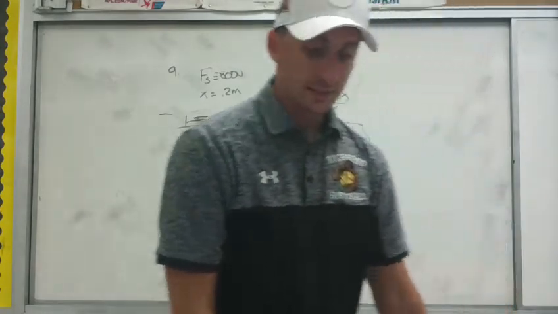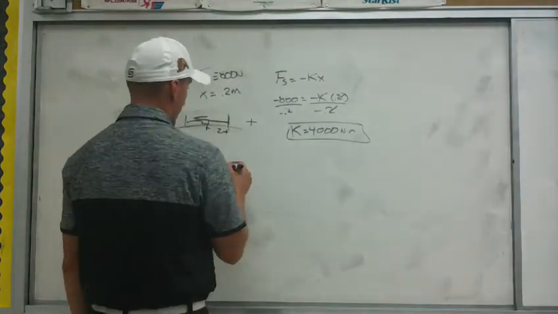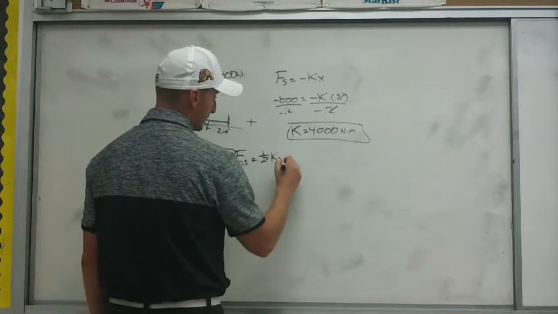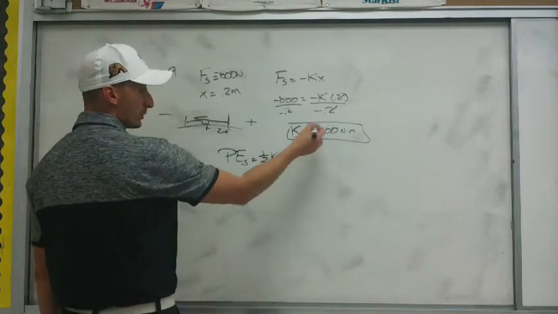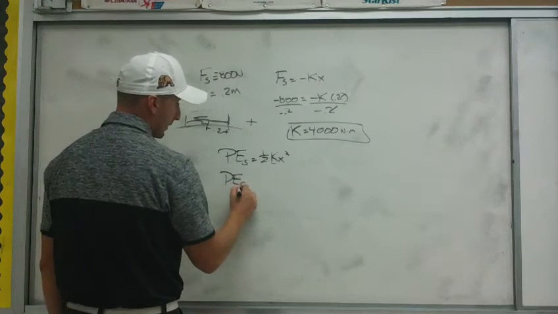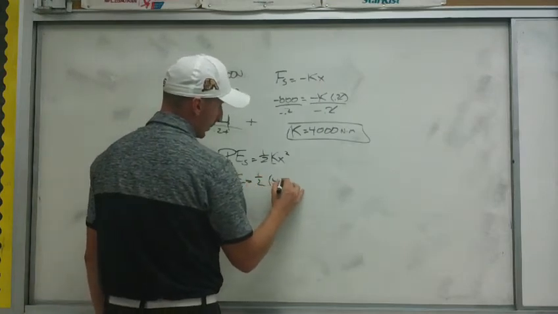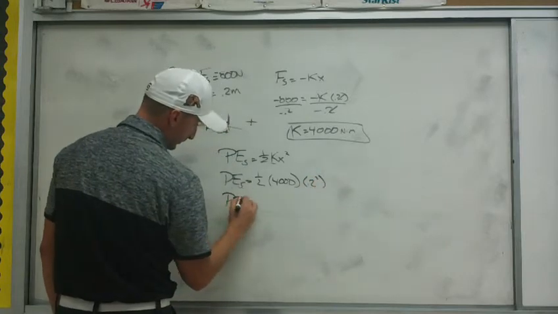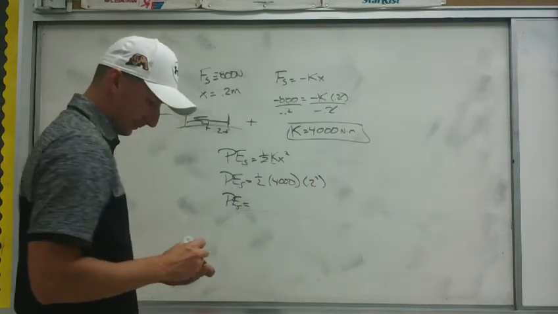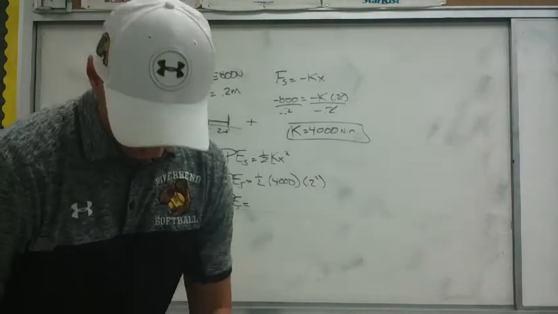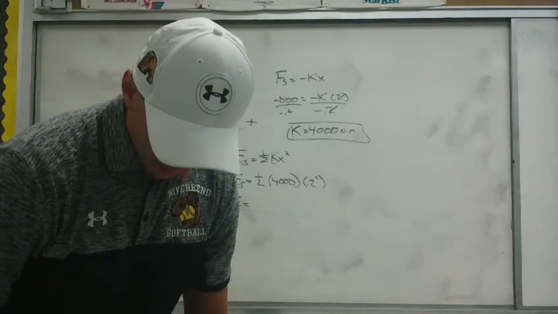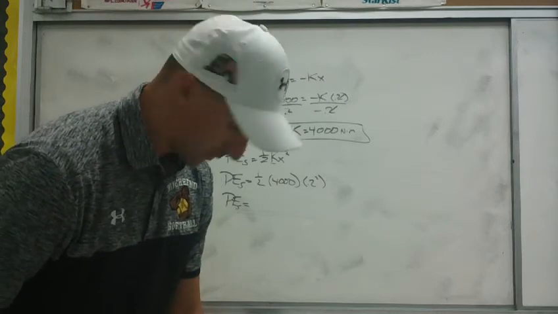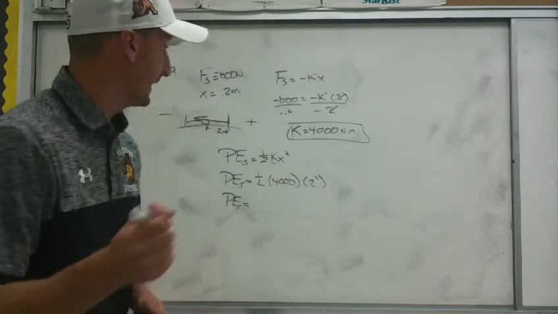All right, so A, it says, what's the potential energy if I do that? Well, PE of a spring is equal to 1/2 kx squared. I know K now, so I can solve for it. PE equals 1/2, K is 4,000, x is 0.2 squared. So I do 0.2 squared times 4,000 times 0.5. I get 80 joules.